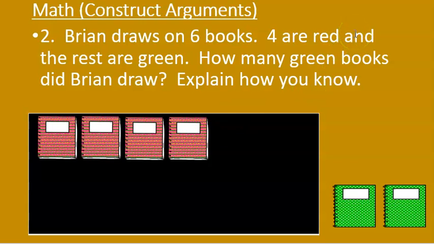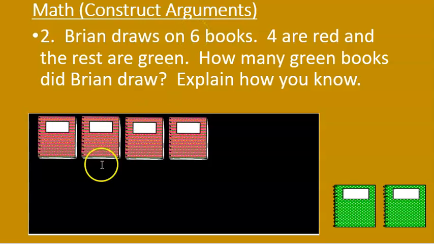But it says here, and the rest are green. Now here's our question. How many green books did Brian draw? Okay, explain how you know. So this next question here we have to answer. They want us to know how many green books did he draw on. Now first graders, how many red books are here? 4. There are 4 red books here. And how many books are there total?